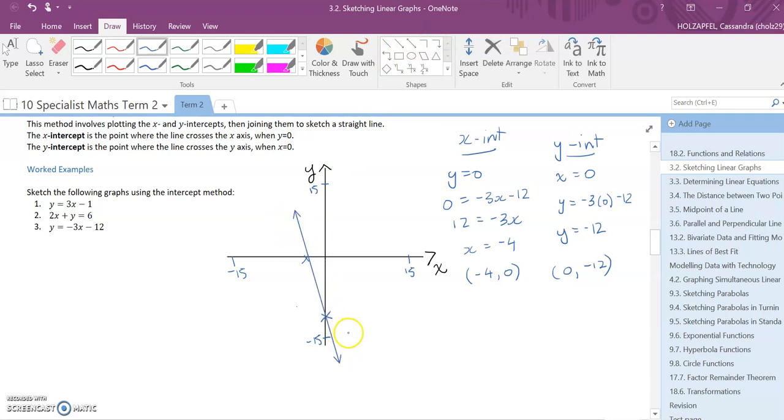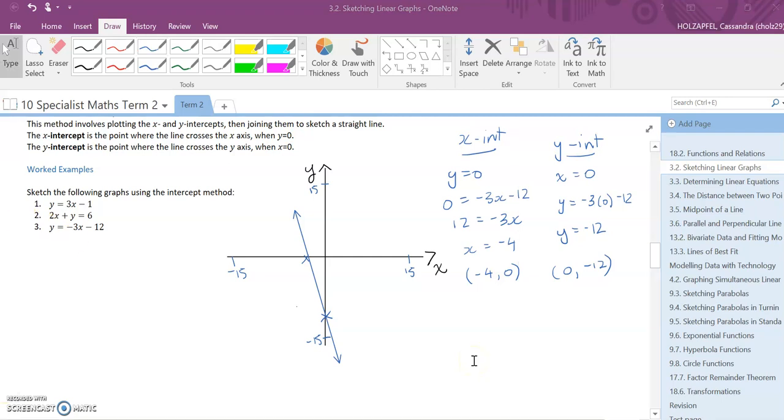There we go. Okay, and just to quickly double check, we should see, because this is in slope-intercept form, that it goes through the line at negative 12, which it does, and then also it should have a negative gradient, which it does. So that is the intercept method, and we've double checked that using the slope-intercept method.